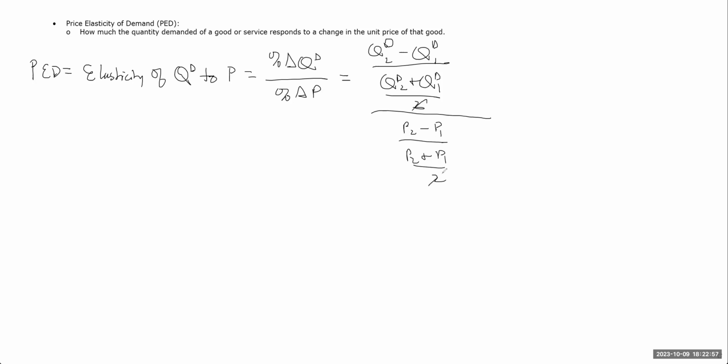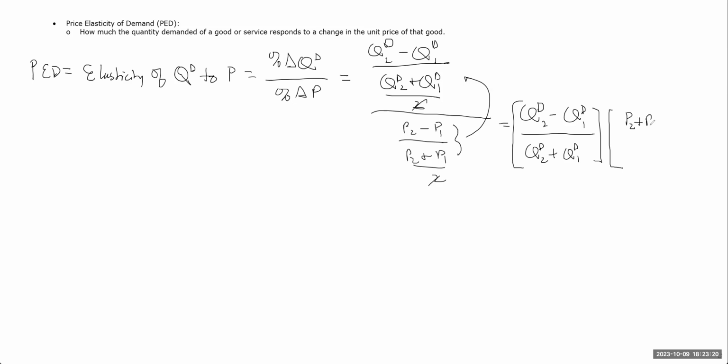We cancel these guys. We put this guy up here. And this would equal QD2, I'm getting uglier, (QD2 minus QD1) over (QD2 plus QD1) times (P2 plus P1) over (P2 minus P1). And that is the reduced formula. Okay.